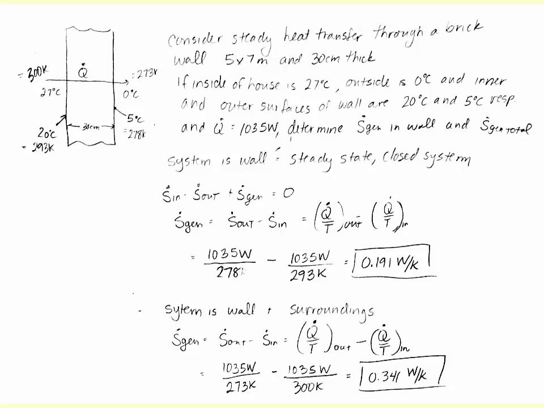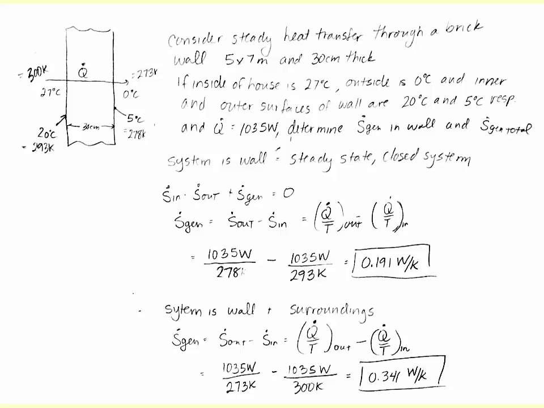So S dot gen is going to be equal to S dot out minus S dot in, which we can rewrite as Q dot out over the temperature of the boundary out, minus Q dot in over the temperature of the boundary in. So Q dot doesn't change. It's the heat flux through the wall, so it's 1035 watts divided by what? What is the temperature at which the heat is being transferred out of the wall? 5 degrees. Okay, 5 degrees Celsius.